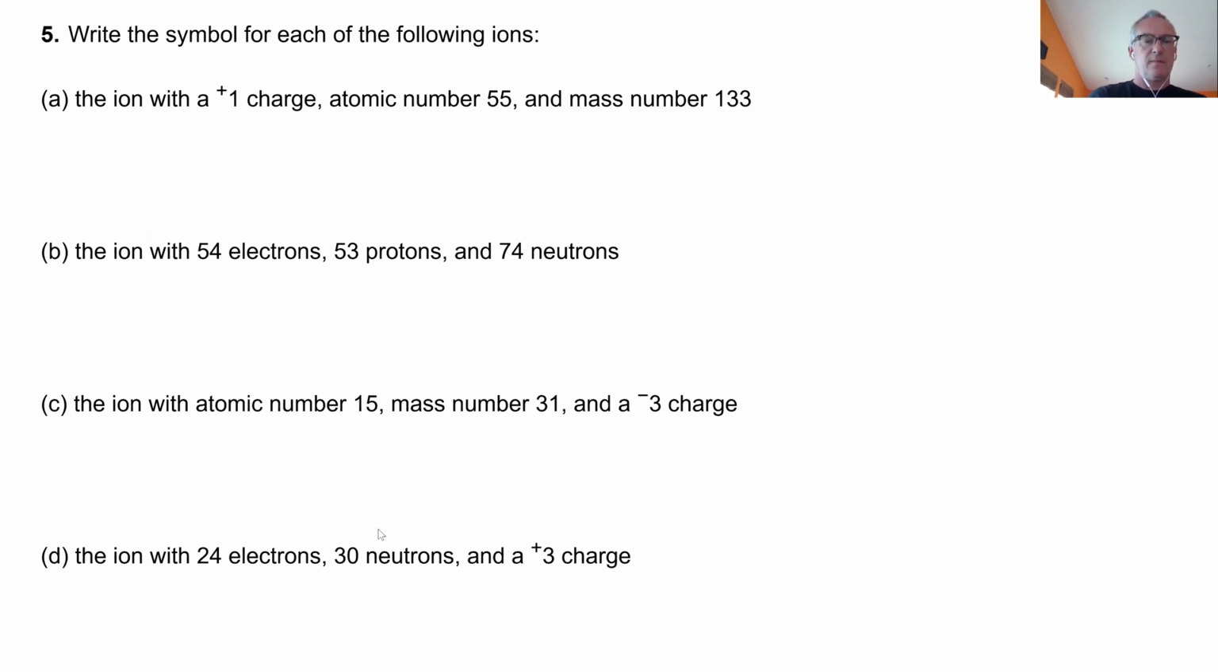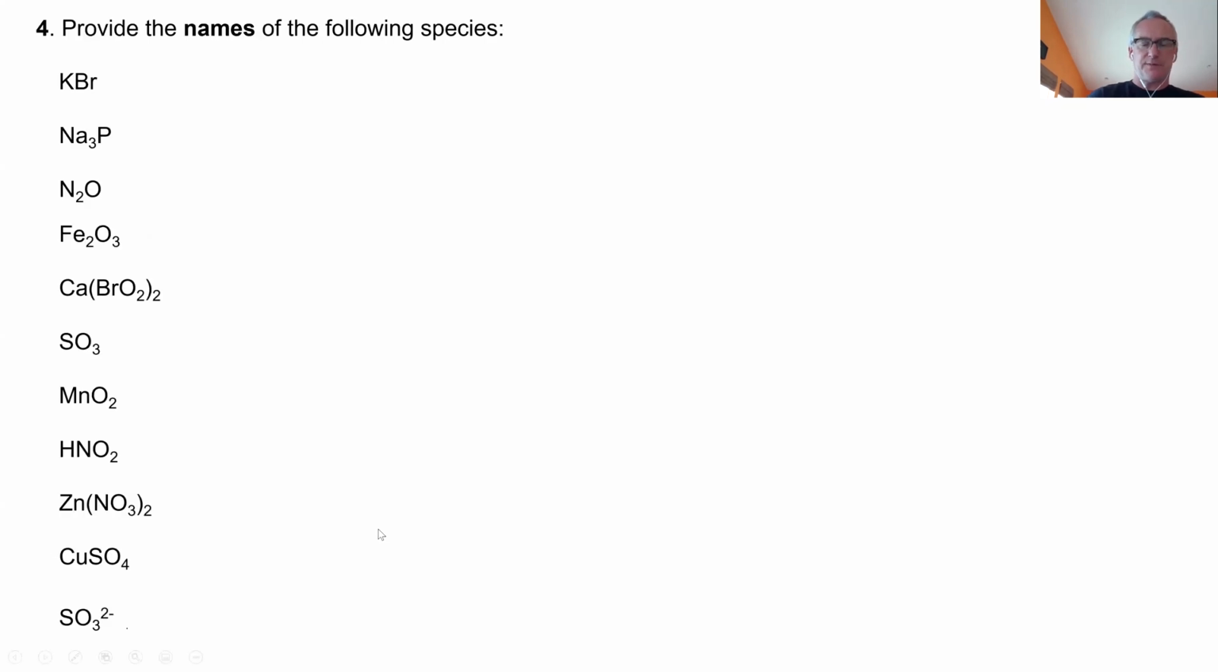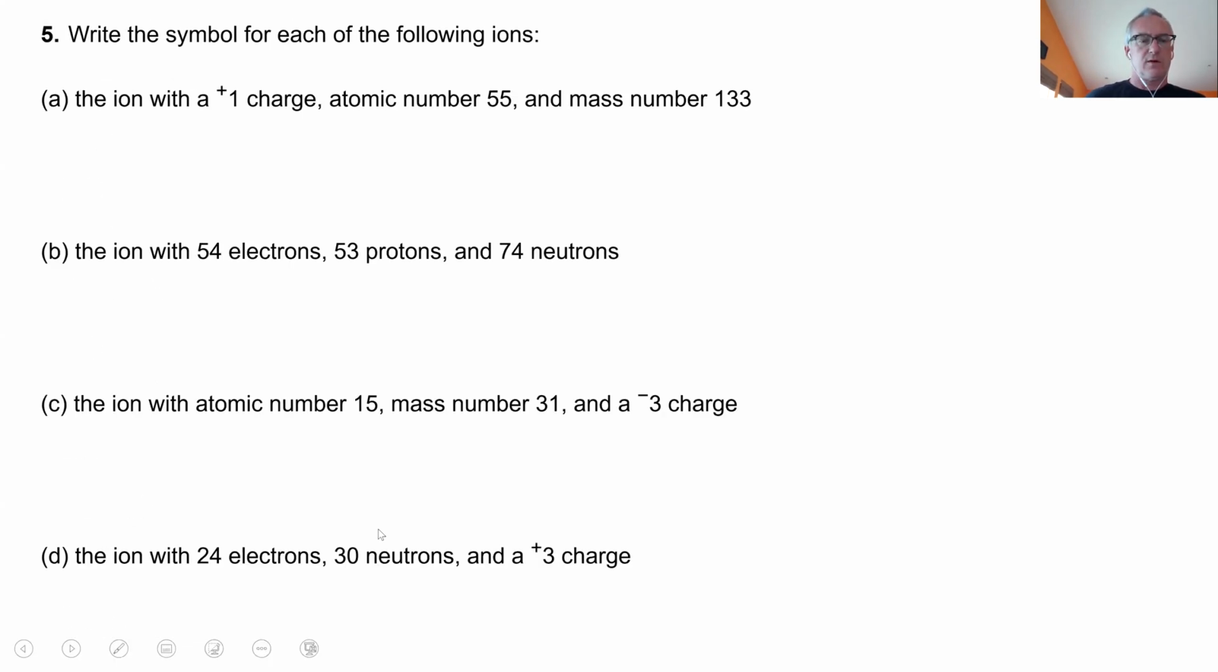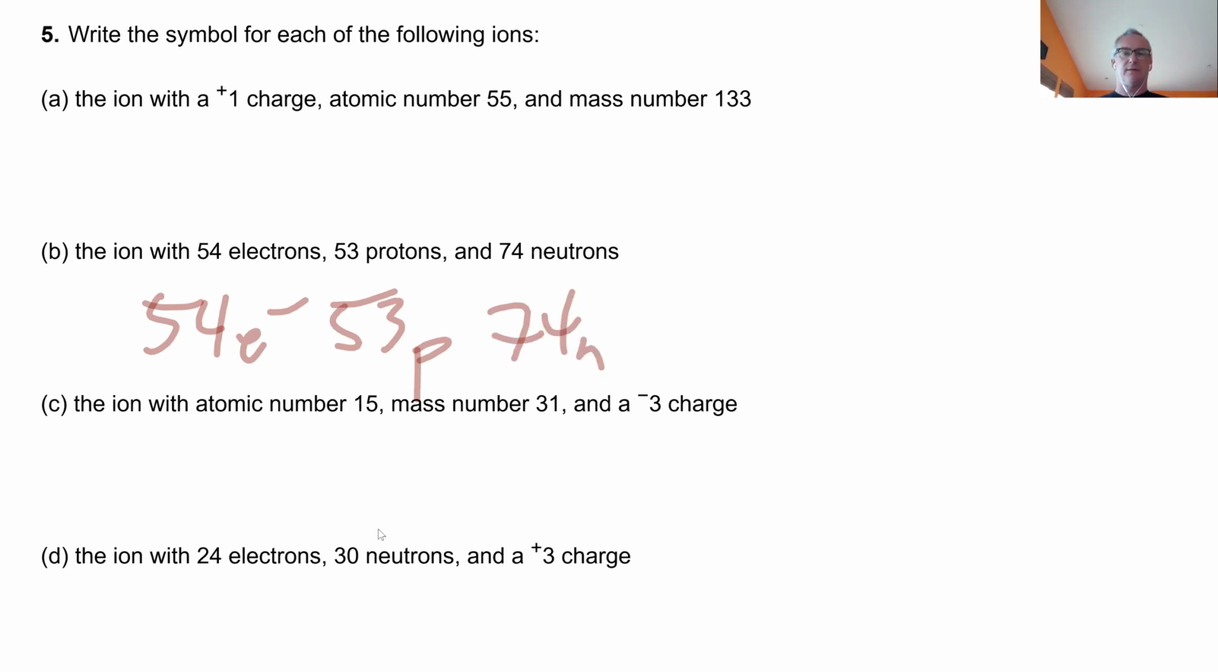The ion 50. So it's an ion, so we know it has a charge. It has 54 electrons, 53 protons, 74 neutrons. So the first thing we need to figure out is, what element is it? How do we figure that out?